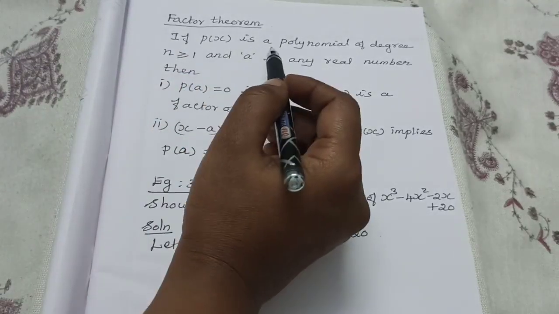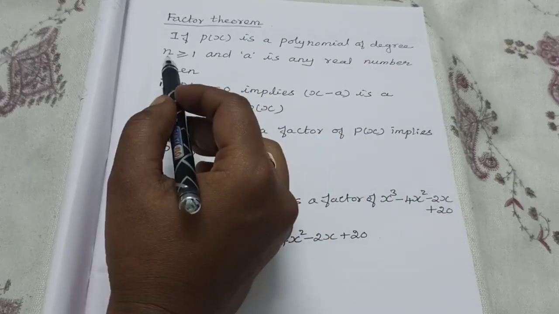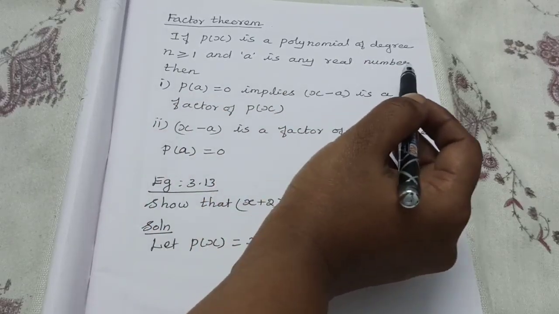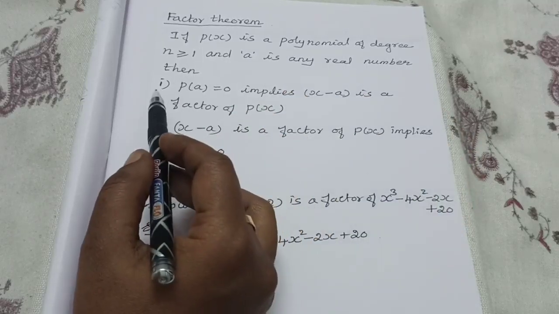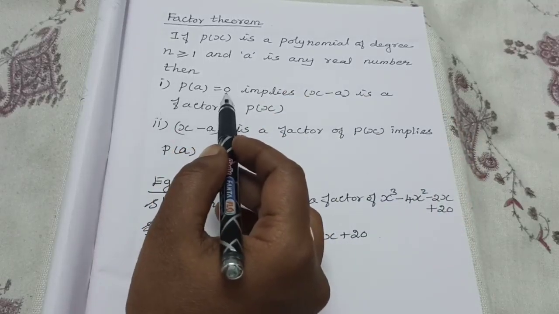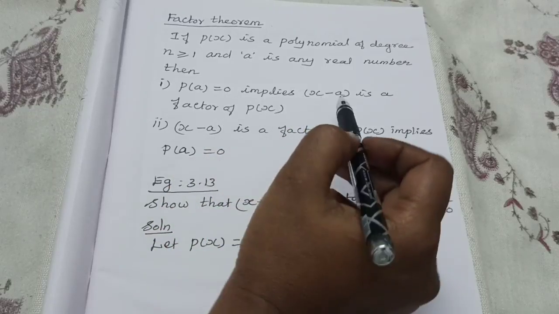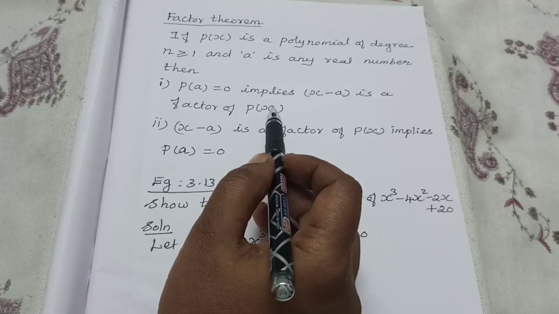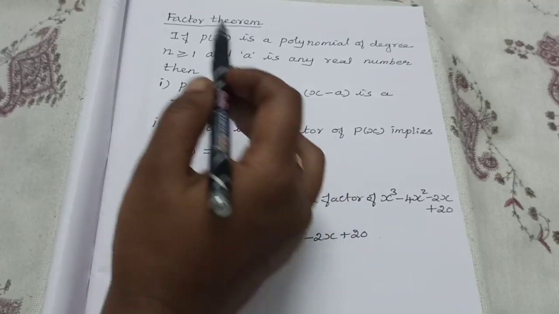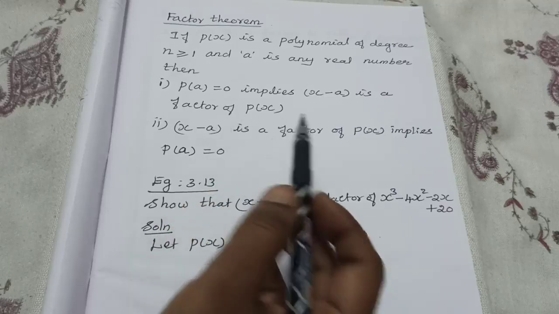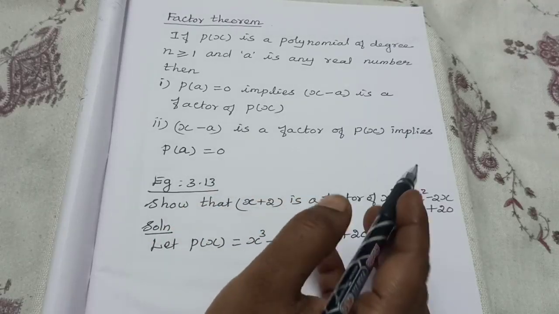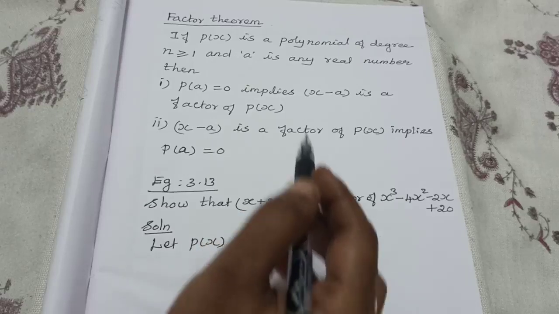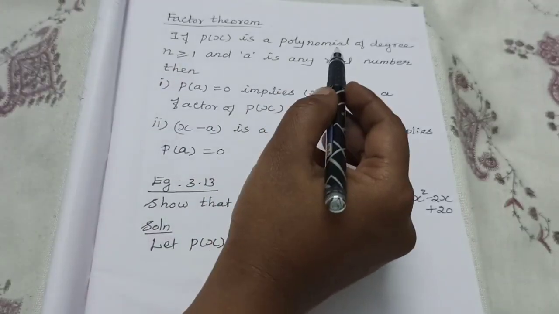Okay, if p of x is a polynomial of degree n greater than or equal to 1 and a is any real number, then p of a is equal to 0 implies that x minus a is a factor of p of x. Here we have the factor theorem, then the remainder theorem, and then multiples and divisible by. Everything is the same model. At the start of this exercise I explained everything.